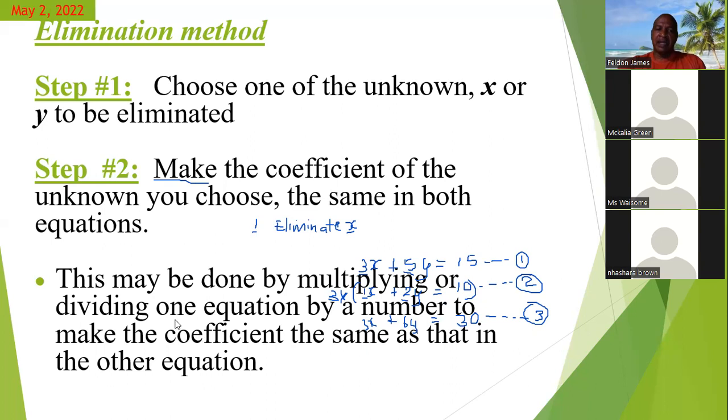All right, so what I have here is just explaining to you how you can go about making the coefficients of the unknown the same. So this may be done by multiplying or dividing one equation by a number to make the coefficient the same as the other equation, right?